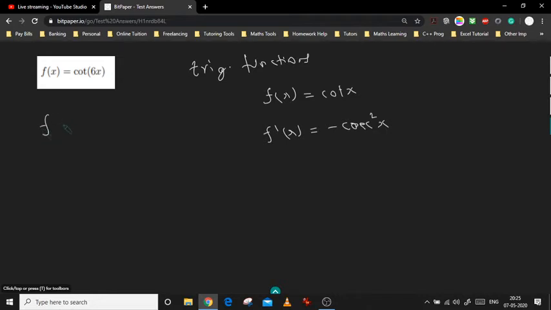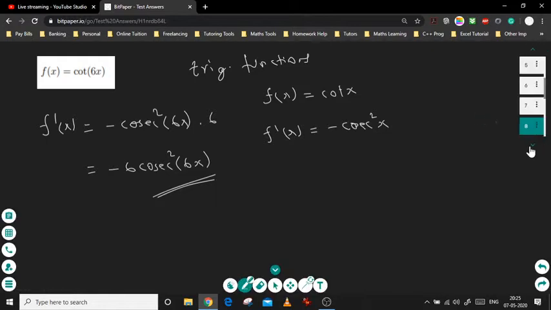First let's differentiate the cot function, which is going to be minus cosecant squared. Instead of x we have to put 6x, and then differentiate the 6x. Differentiation of 6x is 6. So the final answer to this question is minus 6 cosecant squared 6x. Alright, let's move to the next one.